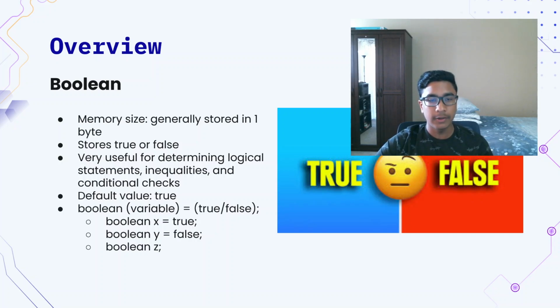Its default value is true. You can only store 2 values, true or false. You do boolean, the variable, and put in the value. Boolean z will be equal to true.